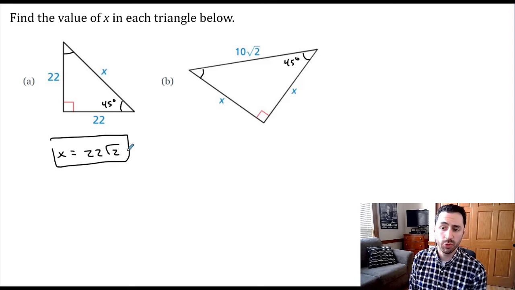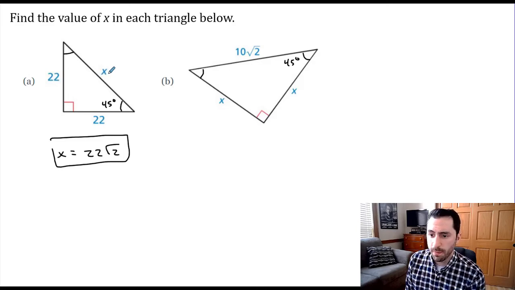Now let's say you did forget this shortcut. Let's say you forgot the rule for 45, 45, 90. You could also come to the same conclusion by using the Pythagorean theorem. 22 squared plus 22 squared, set that equal to h squared, and when you solve it and simplify, you would end up with the same thing.